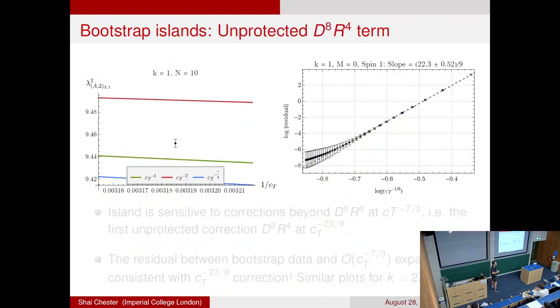Okay, so what's beyond the protected corrections? So ideally we want to learn about the unprotected corrections, so D^8 R^4 and higher, because those are the corrections for which people don't know anything. Because there really is no way of computing these things, because there's no worldsheet, it's very strongly coupled.